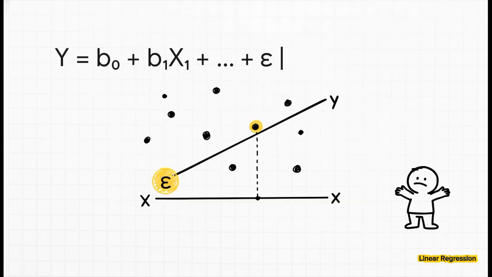And finally, we add this little Greek letter, epsilon. This is the error term. You can think of it as the model's way of being honest. It's admitting that, hey, no prediction is ever going to be absolutely perfect. There's always going to be a little gap between the prediction and reality. Epsilon is all that stuff our model just can't explain.